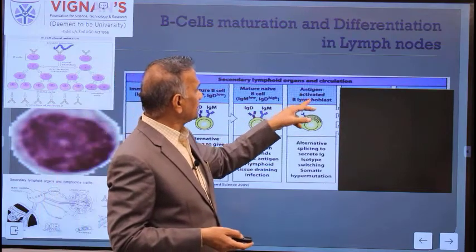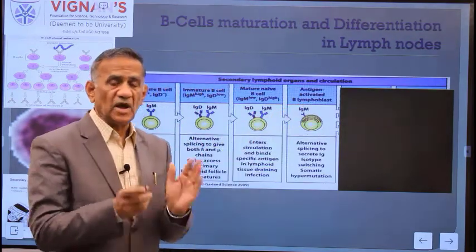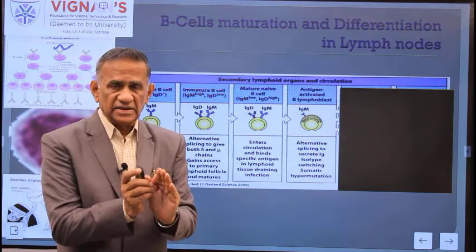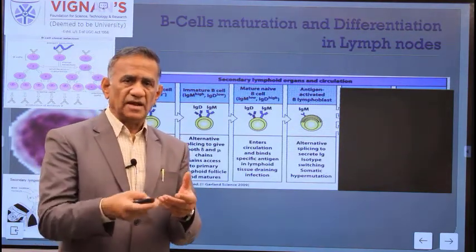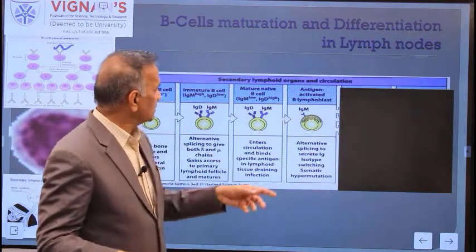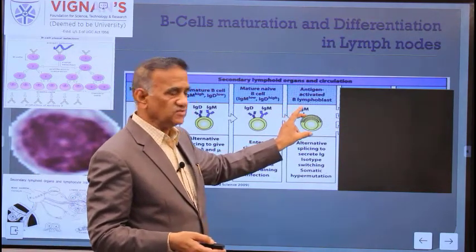Now let's see the antigen-activated B lymphocyte. That is the stage where it is going to meet the T helper cell. The T helper cell is going to bring its antigen along with the MHC molecule. This is the stage where it becomes an activated B cell.